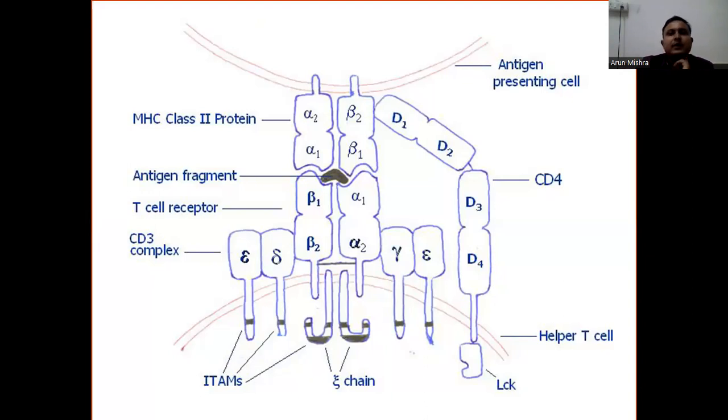Diagrammatically, we can see here the antigen presenting cell along with MHC class 2 protein and all its units, alpha 1, alpha 2, beta 1. We can see the CD4 and the helper T cell. We can see the antigen fragment trapped between alpha and beta of MHC2 protein and T cell receptor. We can see the adjoining CD3 complex along with CD4 complex. We can see the further chains of proteins down here and ITAMs including LCK.